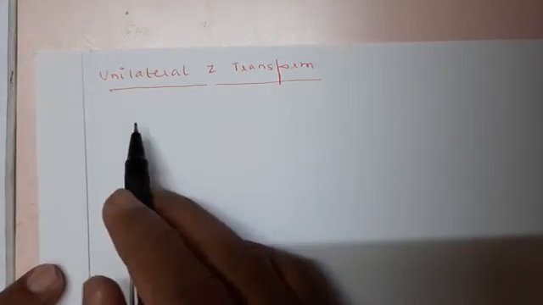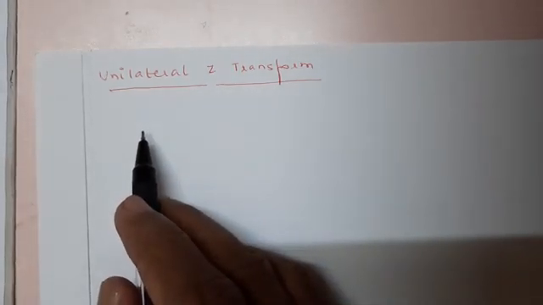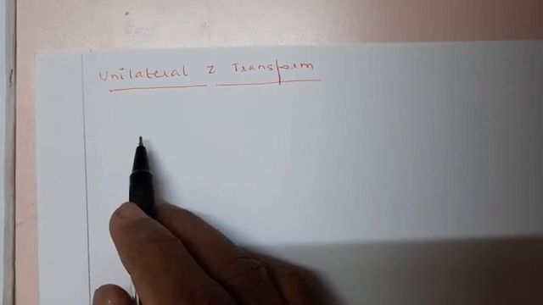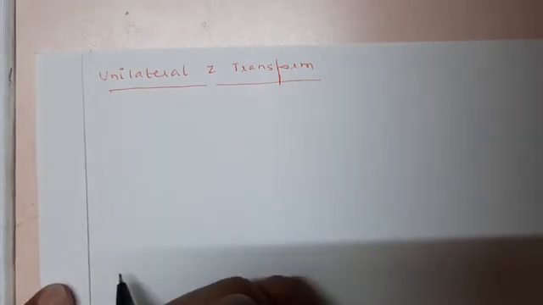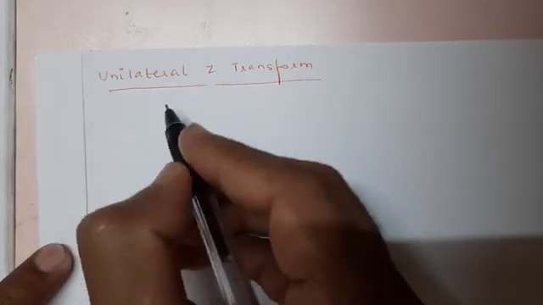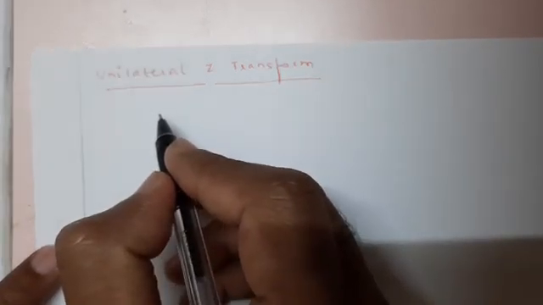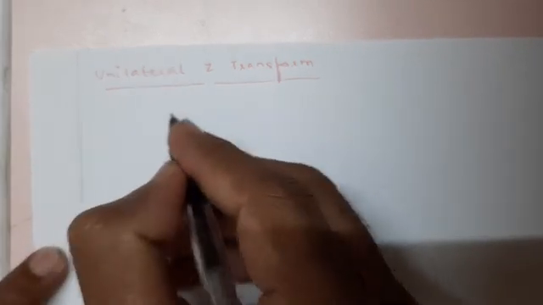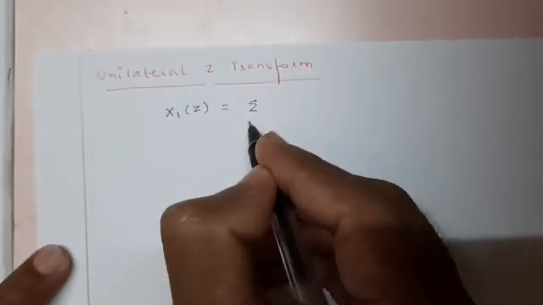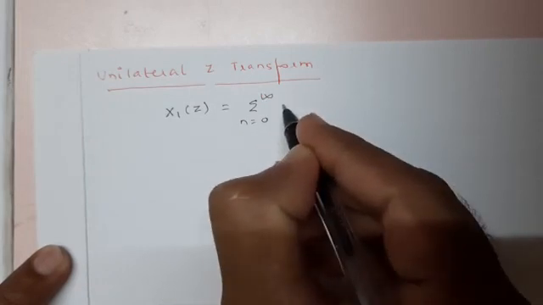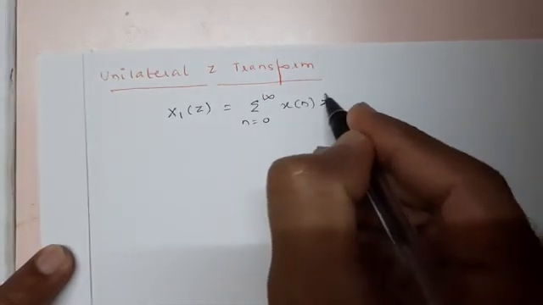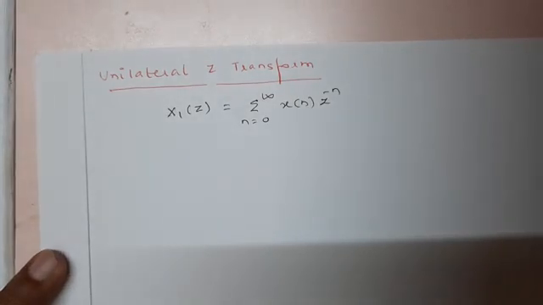So now, after learning inverse Z transform using the long division method and partial fractions, we'll go for the unilateral Z transform. Unilateral Z transform is nothing but a single-sided Z transform. It is given by X1(z) equals summation n equals 0 to infinity x(n) z to the power minus n.